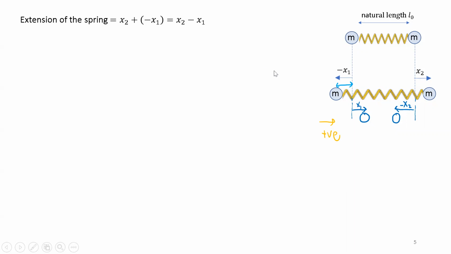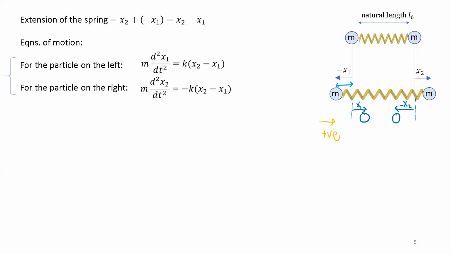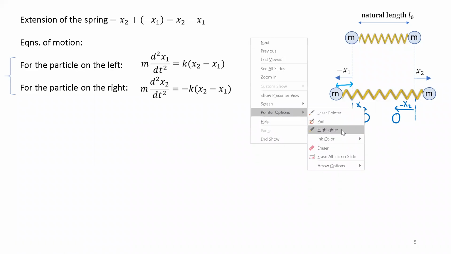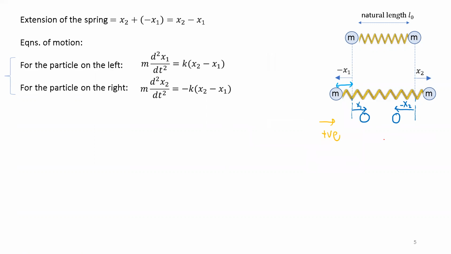So now, the equation of motion. The only force that we have is the force due to the spring. But we do have two equations of motion because we have two particles. So for the particle on the left, the force is this one.